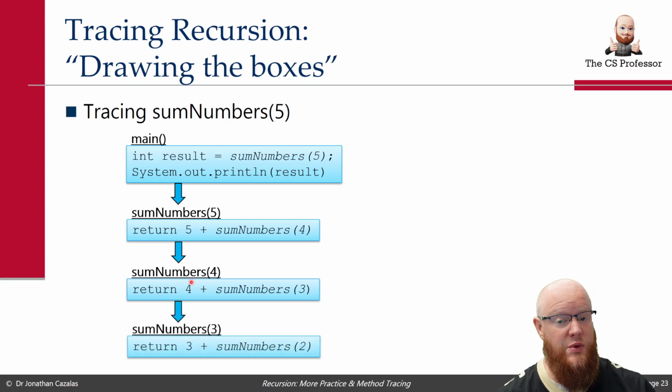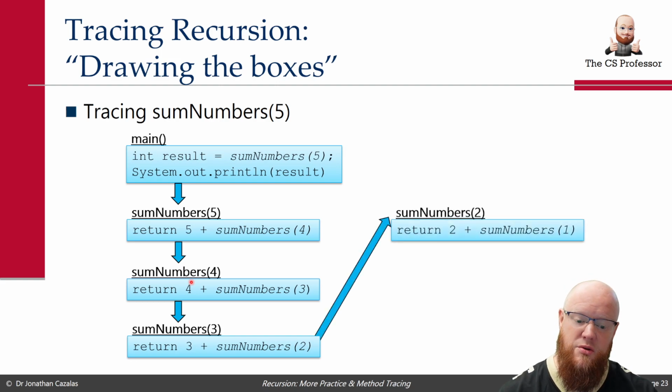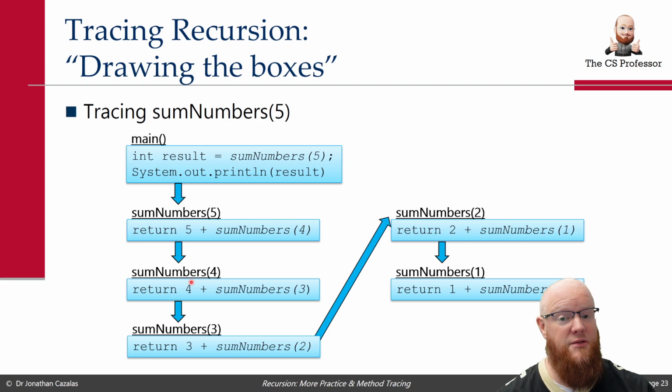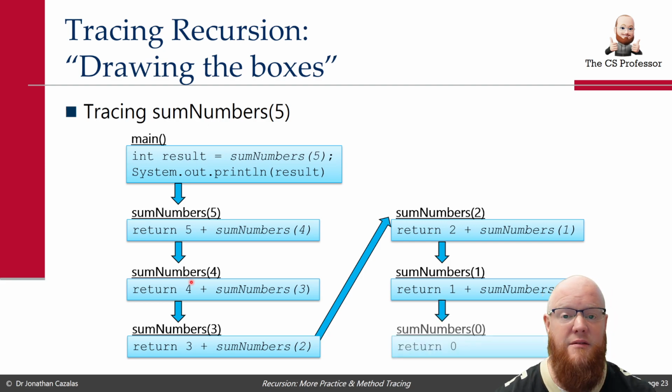Sum numbers of 3 is going to return 3 plus sum numbers of 2. Sum numbers of 2 returns 2 plus sum numbers of 1. Sum numbers of 1 returns 1 plus sum numbers of 0. And finally, we have arrived at the terminating condition. Sum numbers of 0 returns 0. And it's going to return 0 to where it was called from. Where was sum numbers of 0? This is the method, sum numbers of 0.